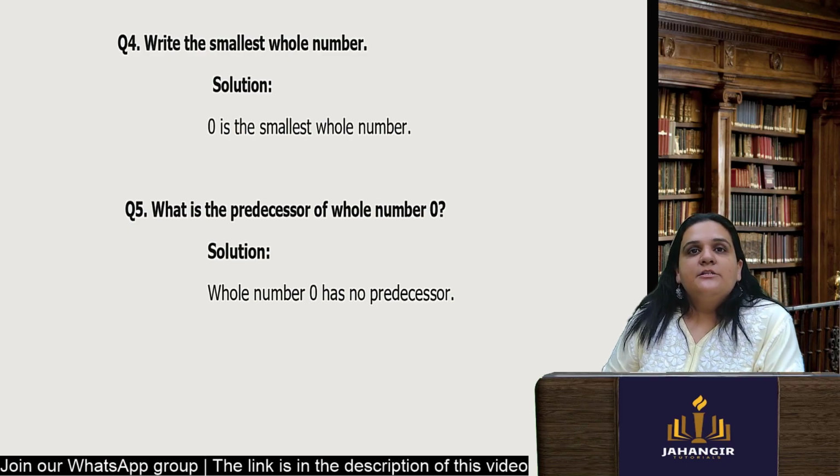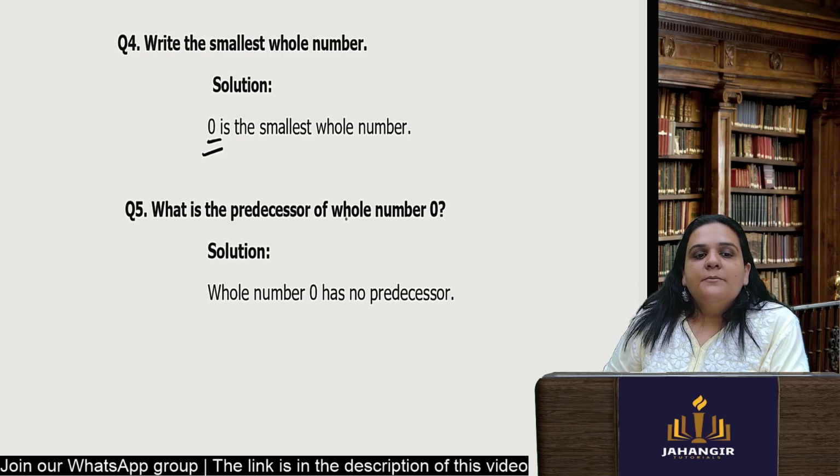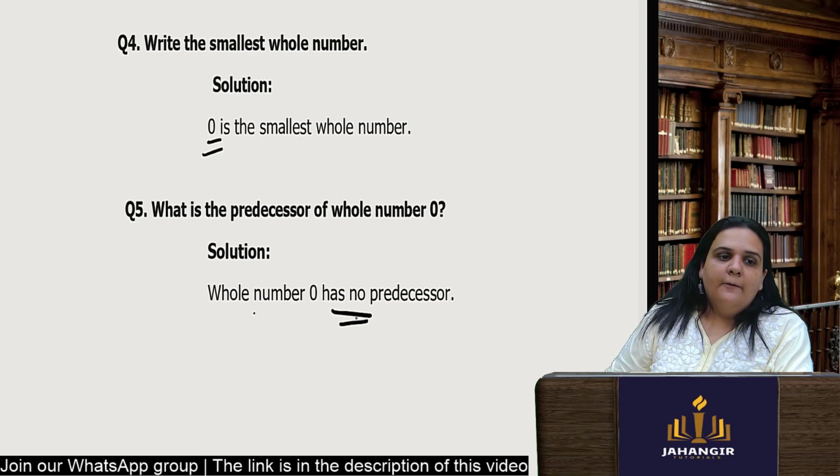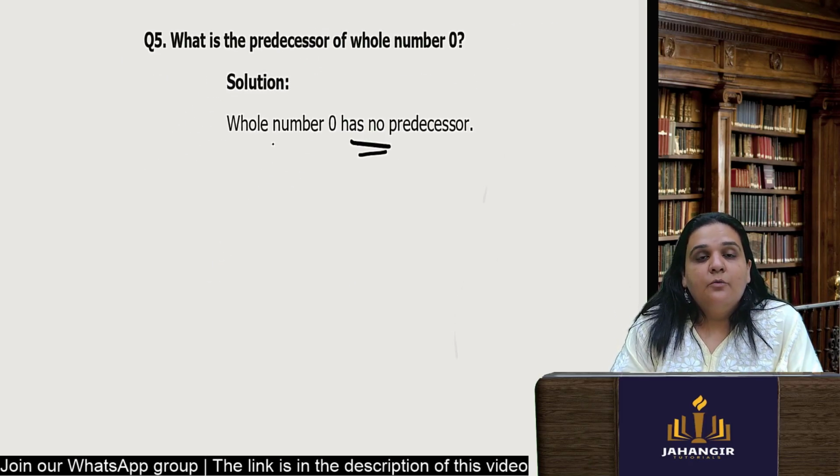Which is the smallest whole number? 0. There is no predecessor for a whole number. What is the predecessor for a whole number? Whole number 0 has no predecessor. Okay, so these are all the questions from this part 1.